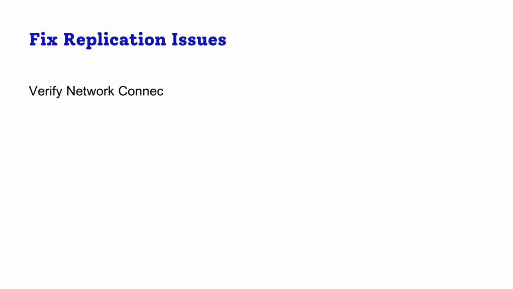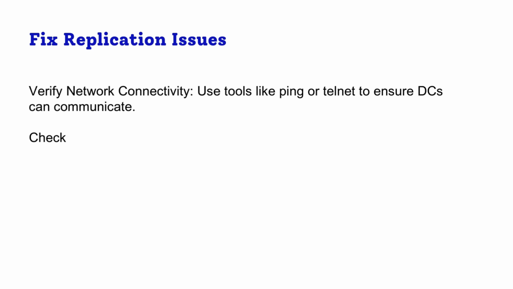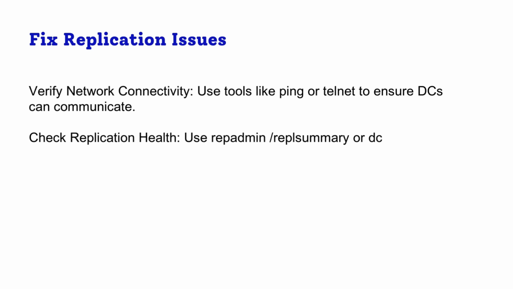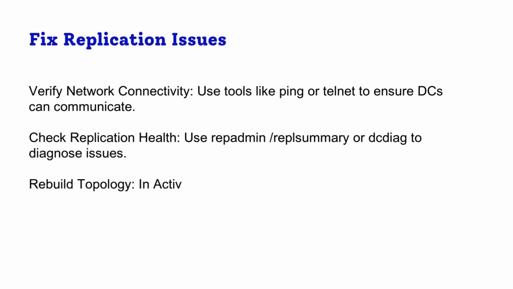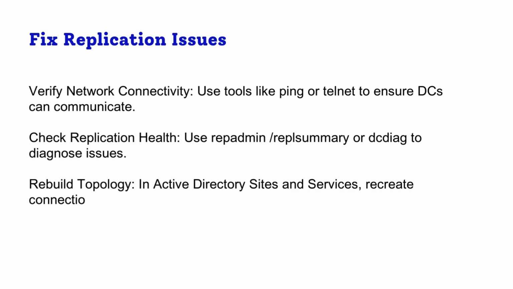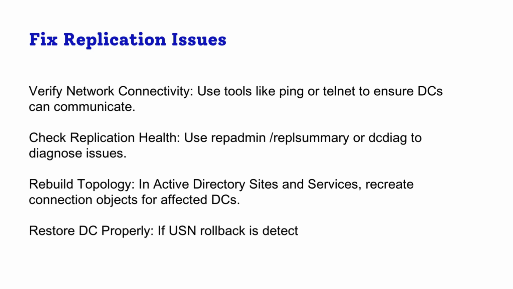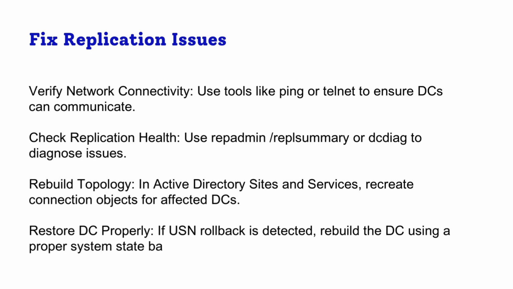To fix this problem, we can verify network connectivity. We can use tools like ping or telnet to ensure domain controllers can communicate. Check replication health. Use repadmin /replsummary to diagnose issues. Rebuild topology. In Active Directory Sites and Services, recreate connection objects for affected domain controllers and restore the domain controller properly. If USN rollback is detected, rebuild the domain controller using a proper system state backup.